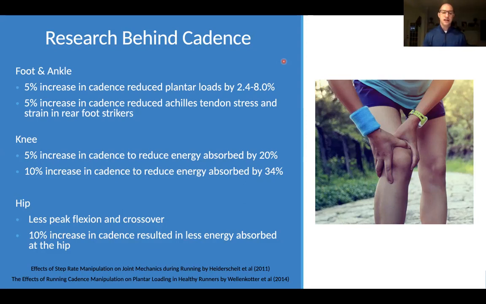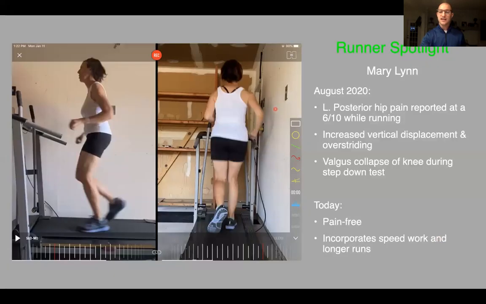And then it showed that increasing cadence at the hip, we need to increase a little bit more to see those benefits. 10% resulted in less energy absorbed at the hip, right? So a little easier at the foot and the knee, a little harder at the hip, requires a bigger increase in cadence. Now, next up here, I just want to talk about Mary Lynn for a second.